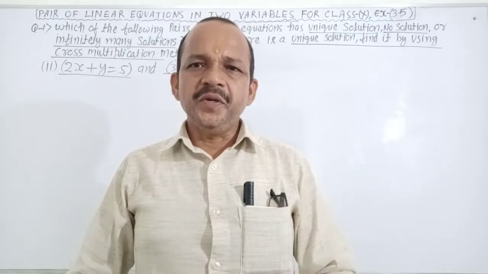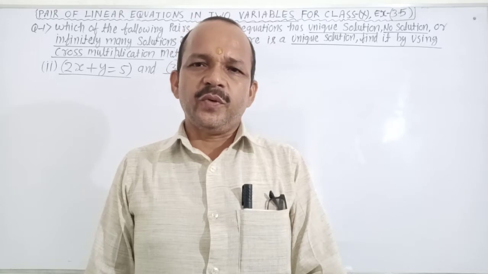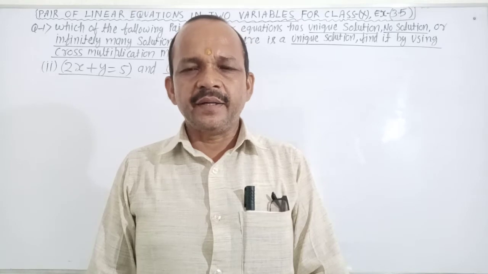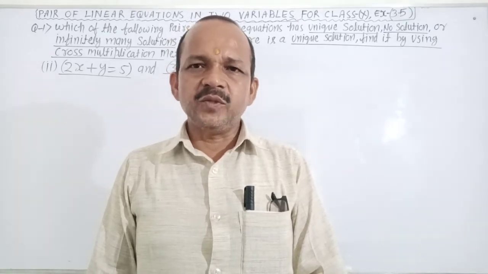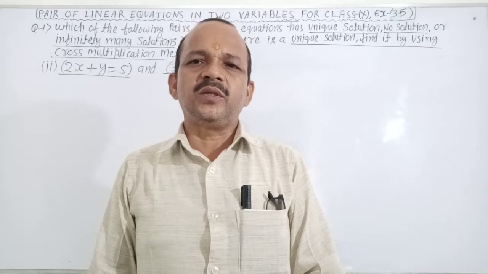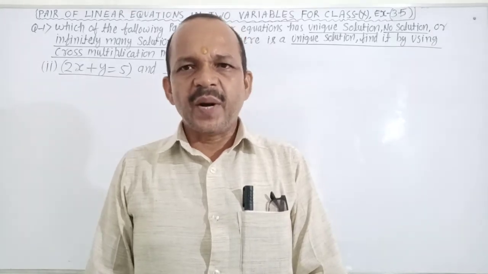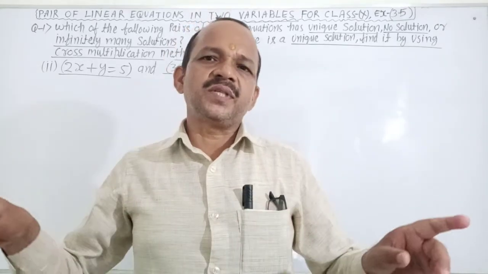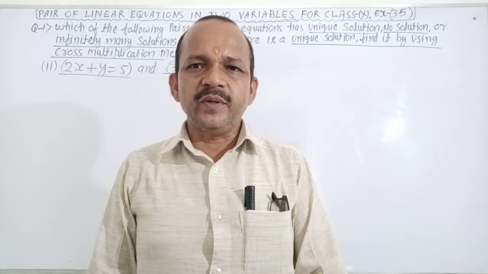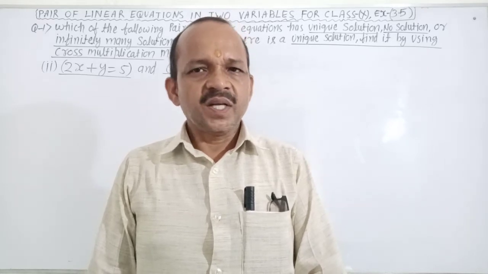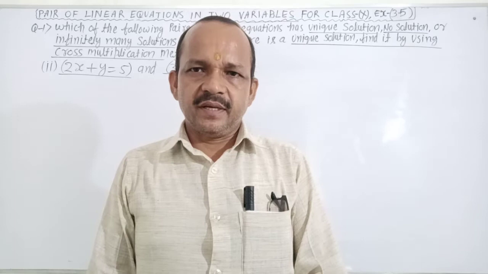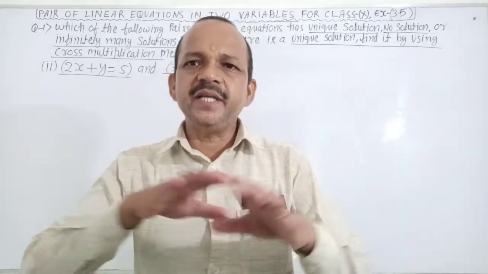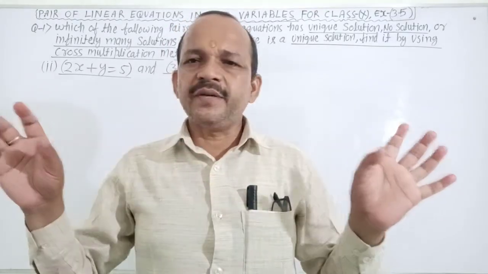Very good. If a1 by a2 not equal to b1 by b2, then it shows intersecting line, consistent system and unique solution. If a1 by a2 equal to b1 by b2 not equal to c1 by c2, then it shows parallel line and inconsistent system and no solution. If a1 by a2 equal to b1 by b2 equal to c1 by c2, then it shows coincident line and consistent dependent system and infinitely many solutions. It is clear, no confusion about it.